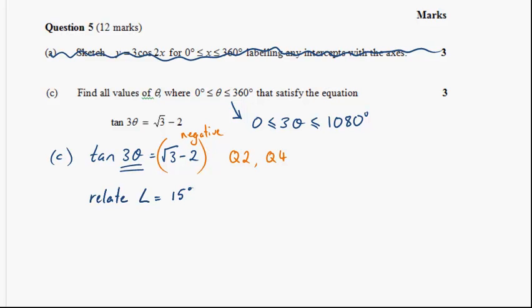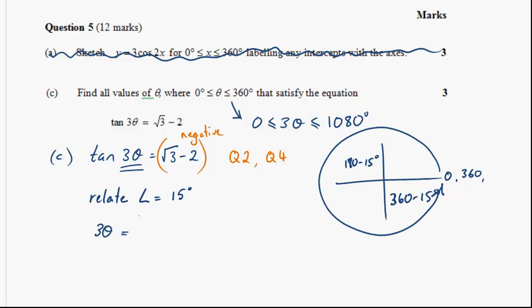Okay, now quadrant 2 and quadrant 4. So remembering that we're going around in the positive direction, this is 0, 360, and then we're going around another 2 times. So in quadrant 2, our first value will be 180 minus 15. That's what this one is here. And in quadrant 4, it's 360 minus 15. So the first time we go around, we get 165 and 345. But remember that our domain is all the way to 1080.